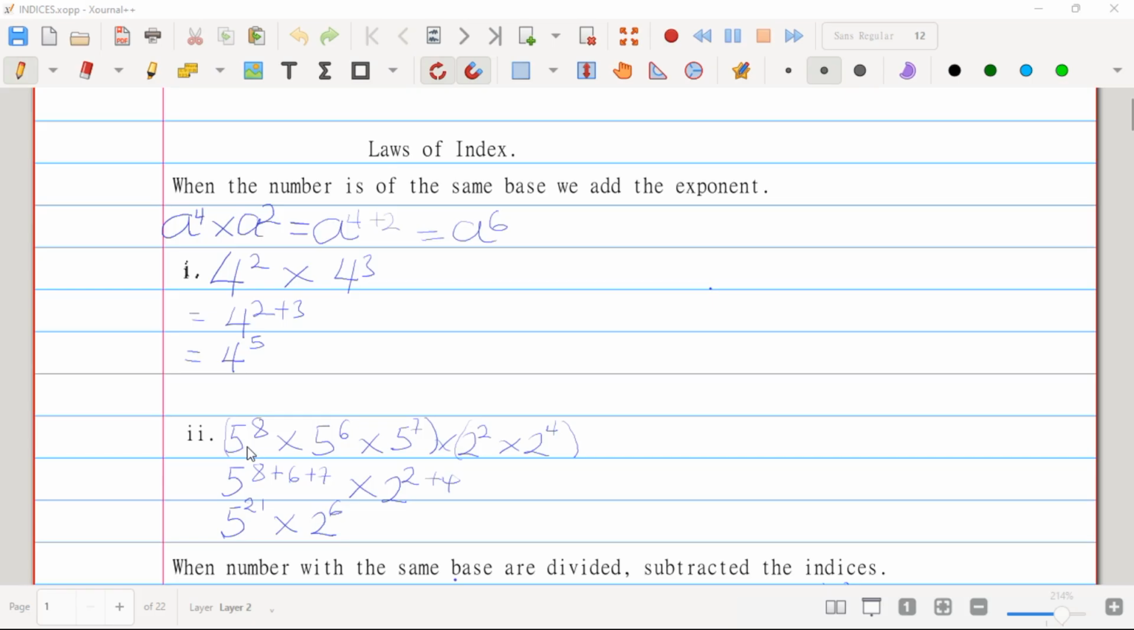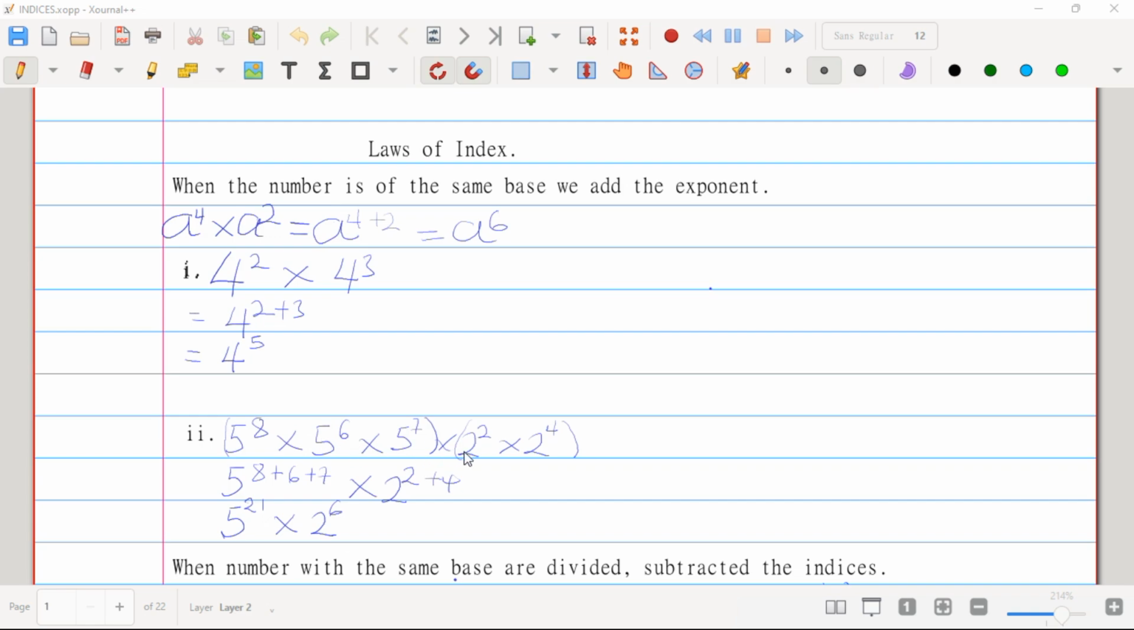And then the second example here is we have 5 raised to the power 8 times 5 raised to the power 6 times 5 raised to the power 7 times 2 raised to the power 2 times 3 raised to the power 4. We have this expression and we have been asked to solve it. Right? Since we have different bases, the law says that when the numbers are of the same base, we add the exponent. But you can see clearly here that not all the bases are equal. We have 5 as a base and then 2 as a base. And 5 as a base is repeating 3 times and then 2 as a base is repeating 2 times.